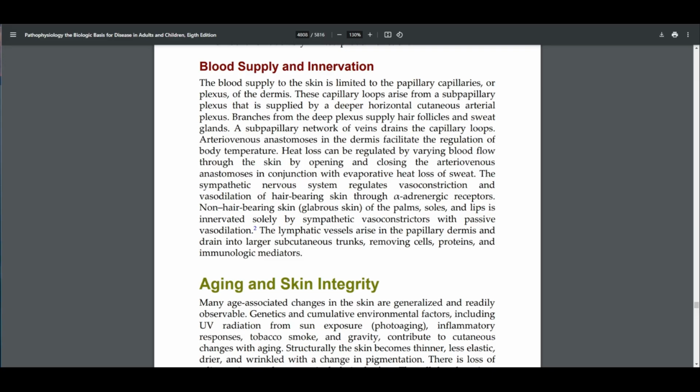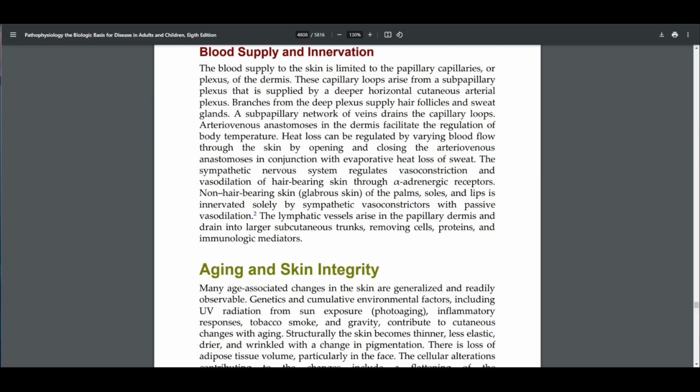By opening and closing the arteriovenous anastomoses in conjunction with evaporative heat loss of sweat. The sympathetic nervous system regulates vasoconstriction and vasodilation of hair-bearing skin through alpha-adrenergic receptors. Non-hair-bearing skin of the palms, soles, and lips is innervated solely by sympathetic vasoconstrictors with passive vasodilation. The lymphatic vessels arise in the papillary dermis and drain into larger subcutaneous trunks, removing cells, proteins, and immunologic mediators.